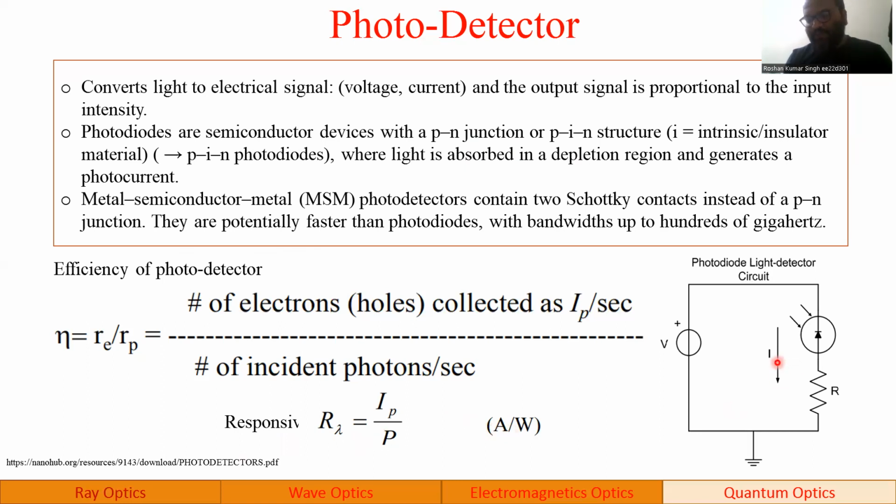This is the circuit of the photodetector. One thing is that the photodetector is always reverse biased. When light strikes the detector, we create electrons, and the electrons start to flow.